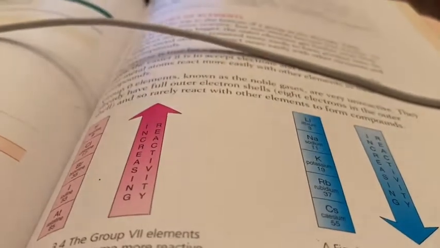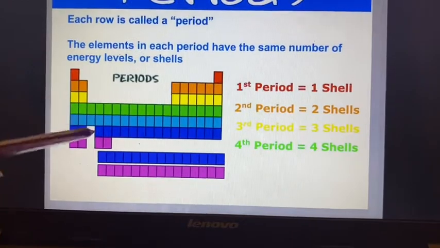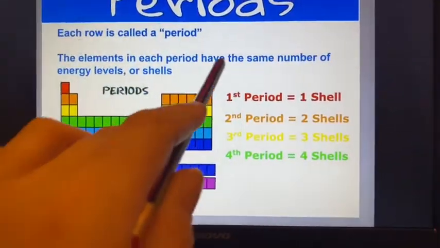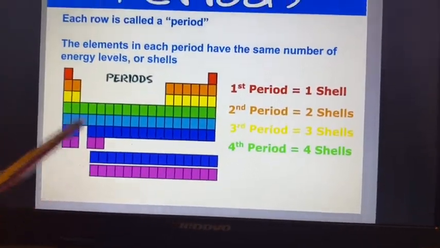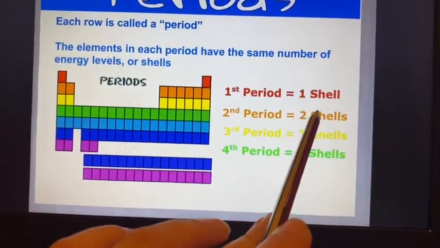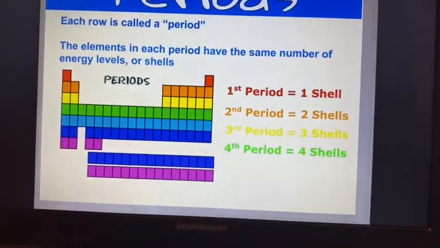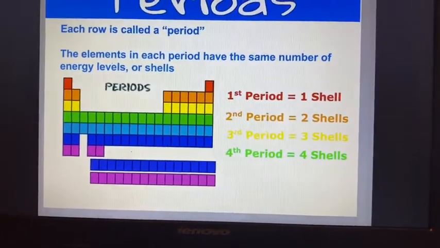So group 1 and group 7, they are upside down. Now let us talk about periods. Remember, the groups, we said that the number of electrons in the last shell is the group number. The periods are different. The number of shells, how many orbits, equals the number of the period.